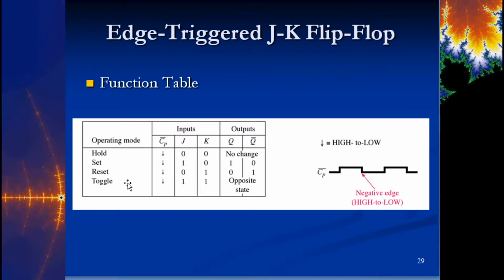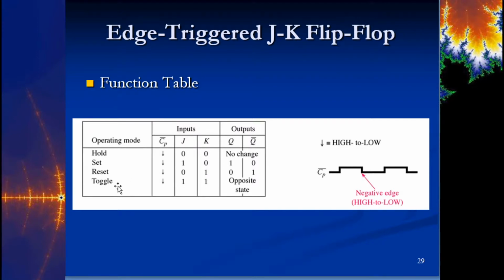Now, this one is what allows us to do a lot of our counting, and why we use JK flip-flops as opposed to just SR flip-flops. We can now use that 1, 1 condition to do a very useful function. They're calling it the opposite state here, but it's the toggle condition.